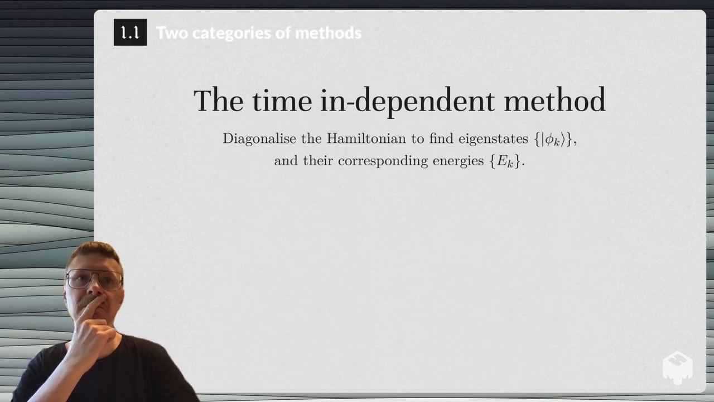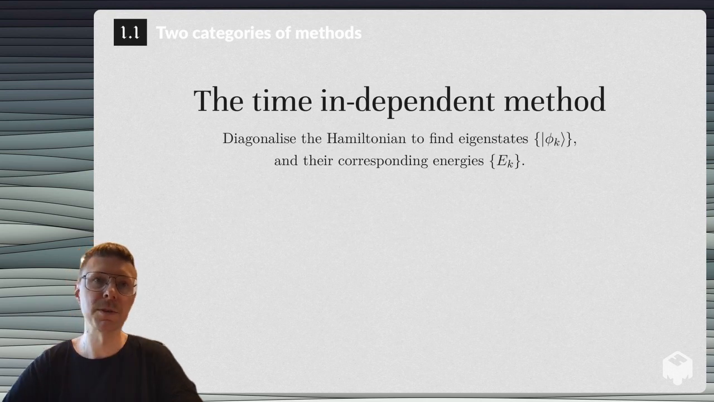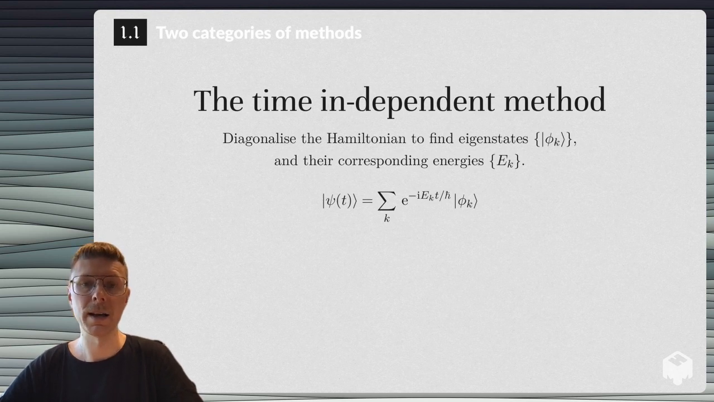So basically, when we're working with quantum systems in numerical simulations, there are two approaches or two categories of methods. The first one is to work with the Schrödinger equation using time-independent methods, in which case the objective is to diagonalize the Hamiltonian to find eigenstates, some set phi_k, and corresponding energies E_k, and you can then express your state as a time evolution in terms of these states.